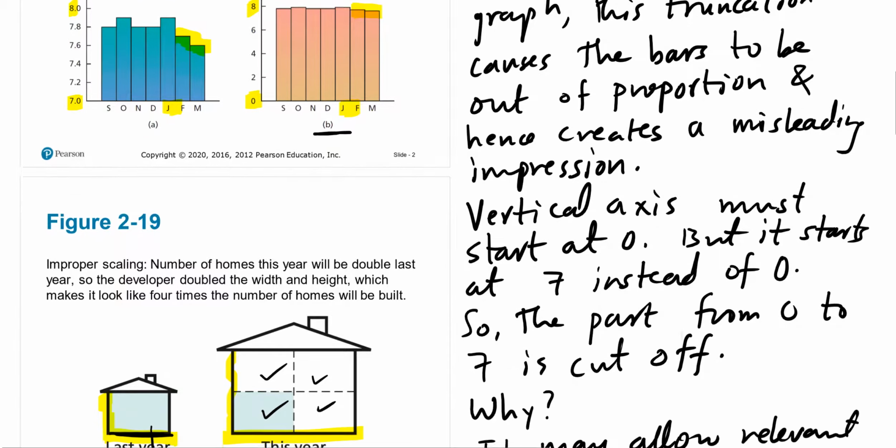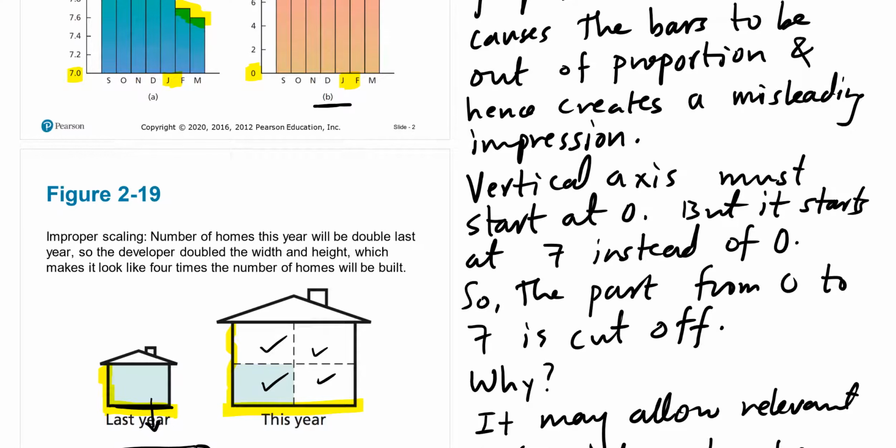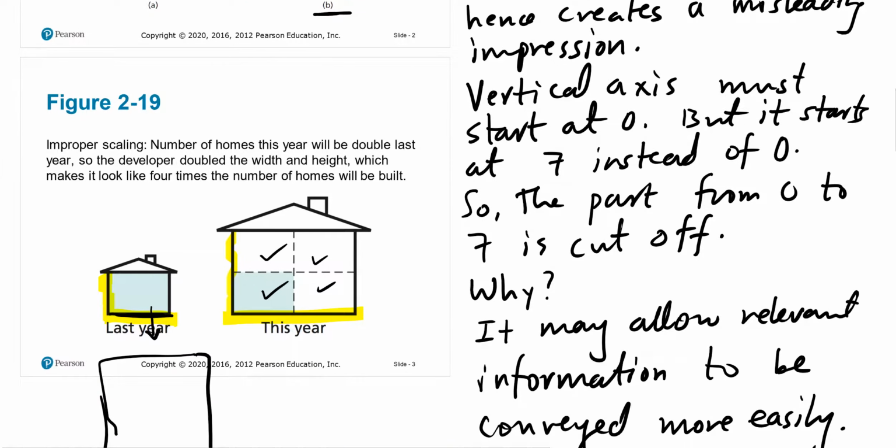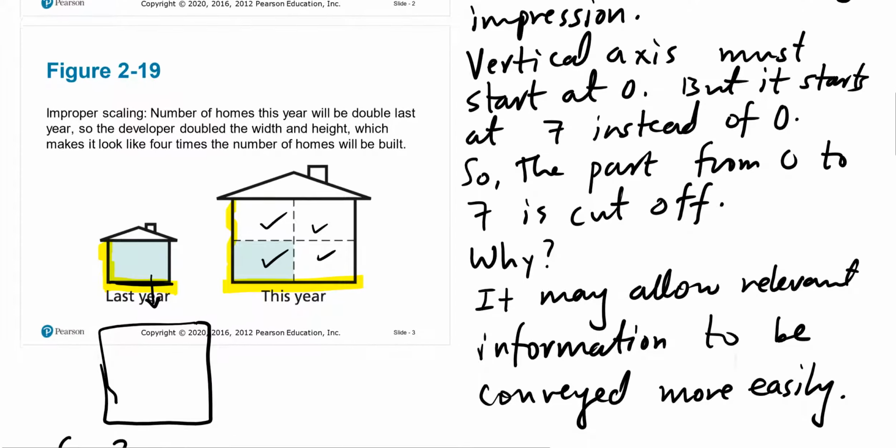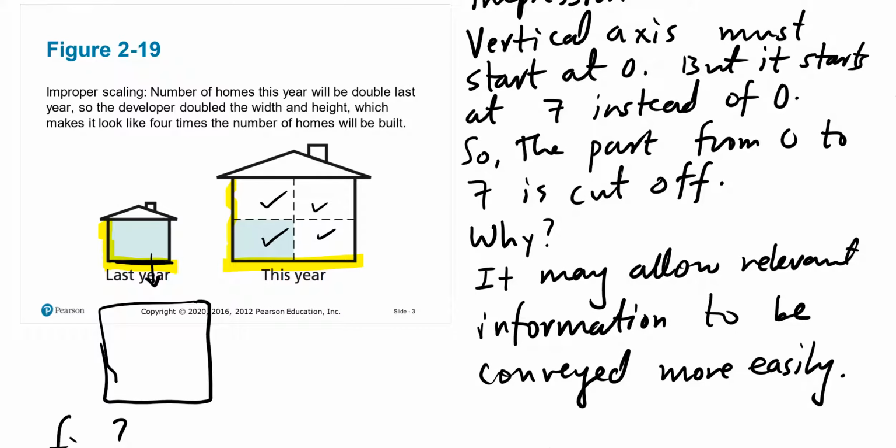Now, why do people do this? Again, it's to mislead you, to get you to believe that there's really a big difference between this data and that data, or there's a great improvement in this study, or anything they'd like to get you to believe in. In general, it may allow relevant information to be conveyed more easily to other people. So that's why they do it in general.